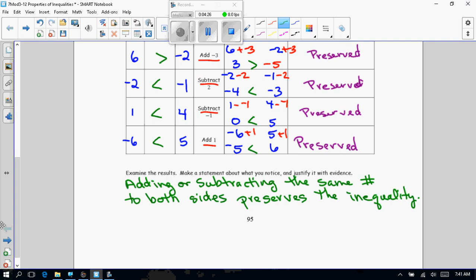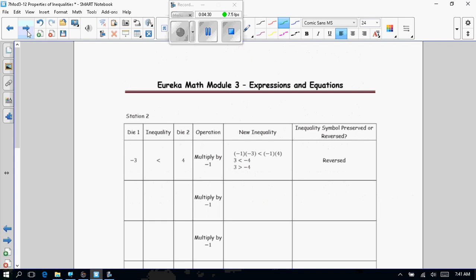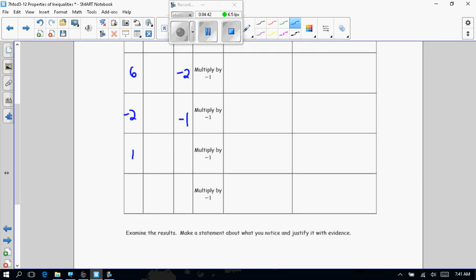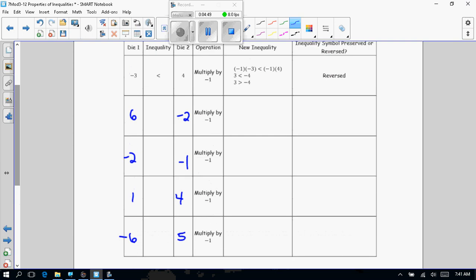Okay, let's go to page 96. Now what we're going to do is we're going to use the exact same numbers over and over again, just to make it easy for ourselves. So we're going to have our 6 and our -2, our -2 and a -1, a 1 and a 4, and -6 and 5. All right, our inequalities a minute ago, they're not going to have changed.